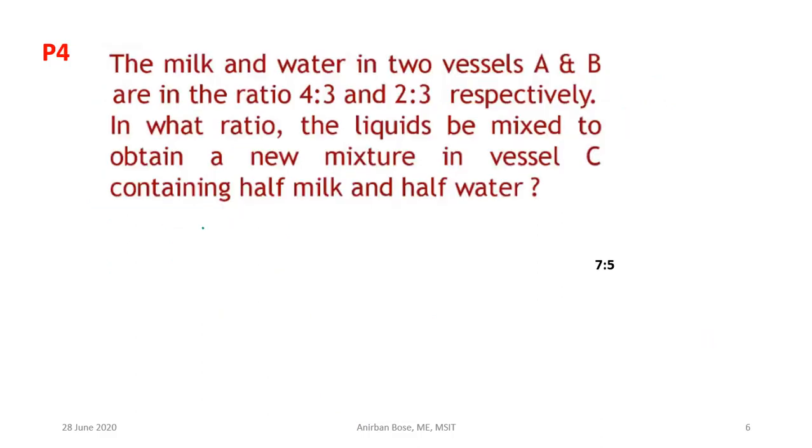Now coming to the next problem. The milk and water in the two vessels A and B are in the ratio 4:3 and 2:3 respectively. In what ratio should the liquids be mixed to obtain a new mixture in vessel C containing half milk and half water? So what we do here, there are two types. One is A, another one is B. Now you can solve this problem either considering milk or considering water. So let us solve the problem with milk.